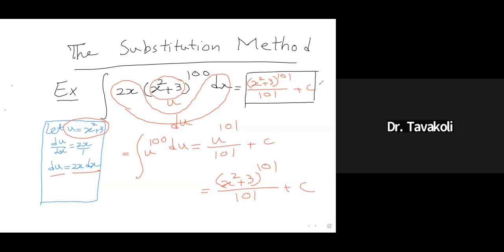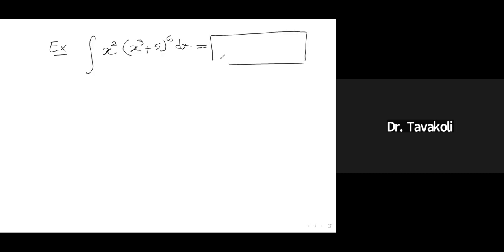Let's try another example. Please try this on your own. I know that you have done this kind of example in Calc 1, but still, as a reminder, it will be very helpful that you try this on your own. So x squared times x cubed plus 5 to the power of 6 dx. Using an appropriate substitution, try to do this integral.